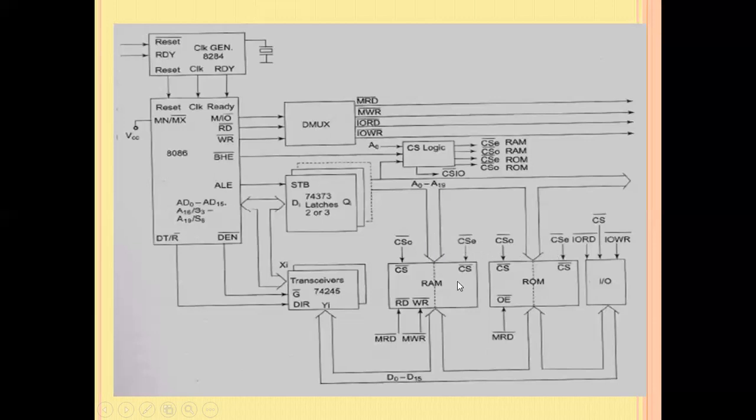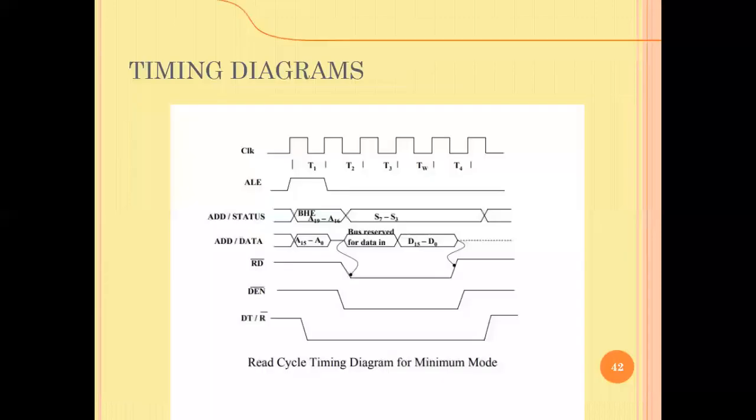So in this way, controlling signals are generated, and address and data signals are generated. Because of all these, you can have the transaction with the peripherals by the CPU. So this is the diagram for minimum mode. Let me see with the help of timing diagrams how the operation can be done. First of all, we'll see the read cycle timing diagram for minimum mode.